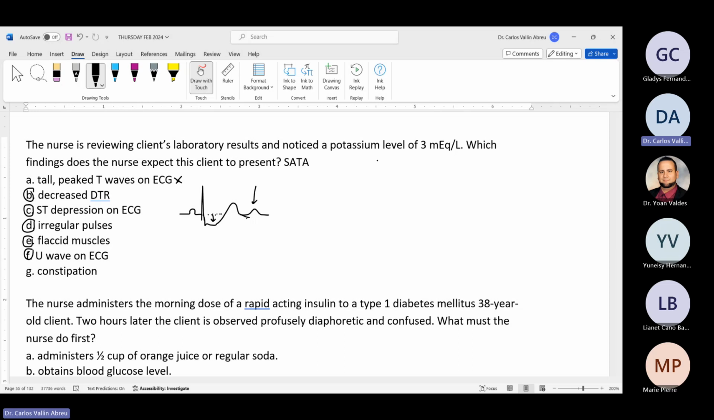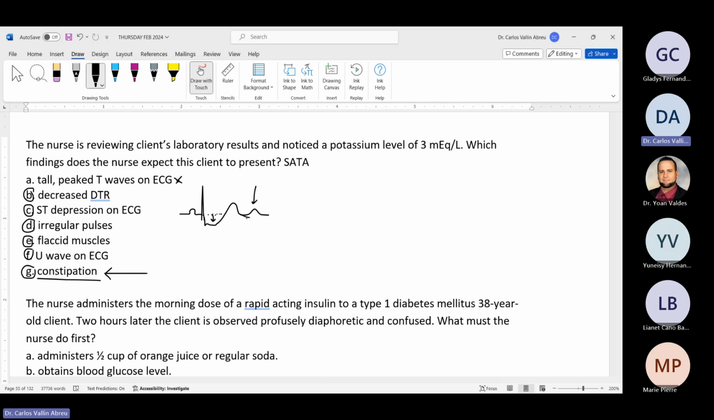Hypokalemia produces decreased peristalsis, and the decreased peristalsis can manifest as constipation. So it is true. Take care with this detail, because sometimes there are questions that say, for example, the patient had surgery 2 days ago and the bowel sounds have not yet returned. What is important for the nurse to check to find why the bowel sounds have not returned? Check electrolytes for hypokalemia. Could be a question.